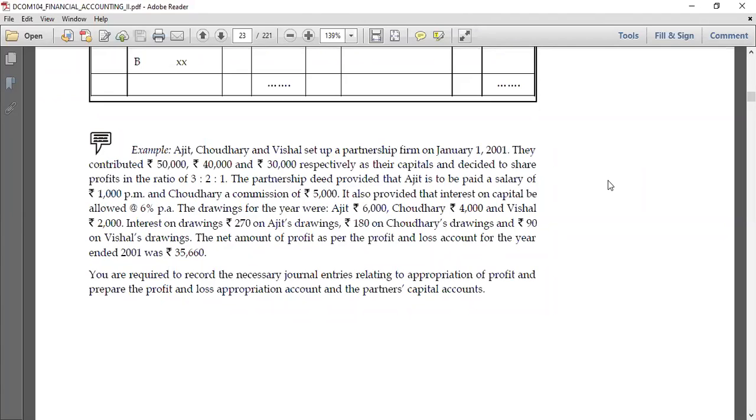The drawings for the year were A 6,000 Kenya shillings, C 4,000 Kenya shillings, and F 2,000 Kenya shillings. Interest on drawings was 270 on A's drawings, 180 on C's drawings, and 90 shillings on F's drawings.